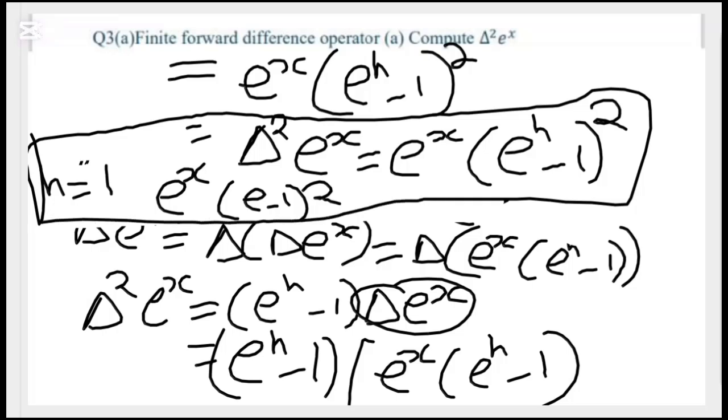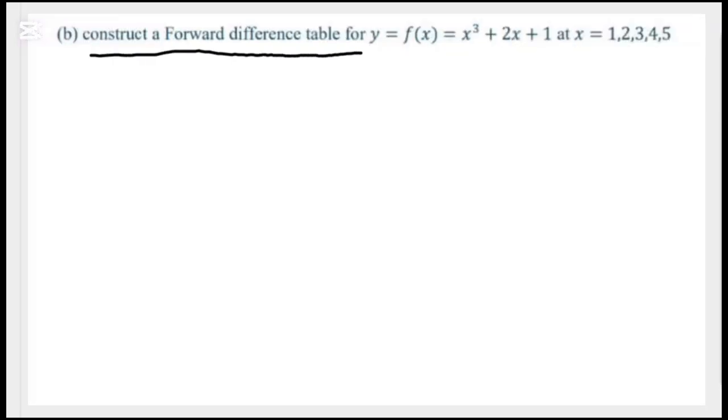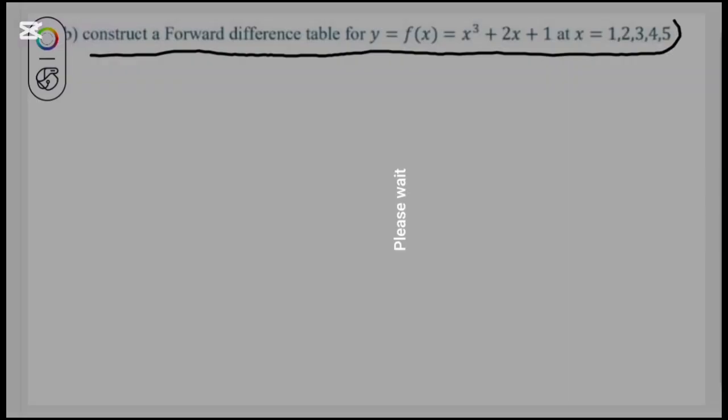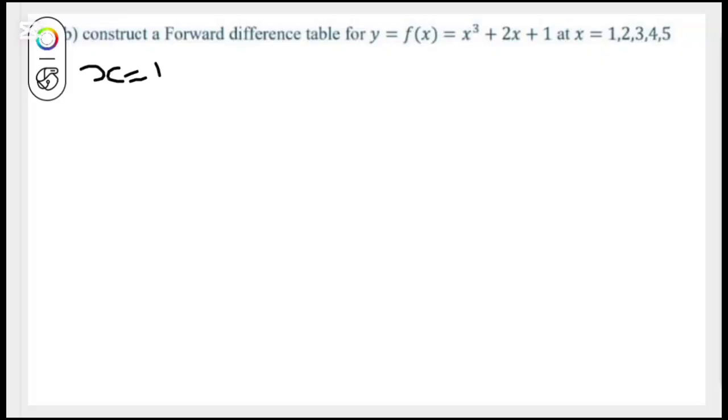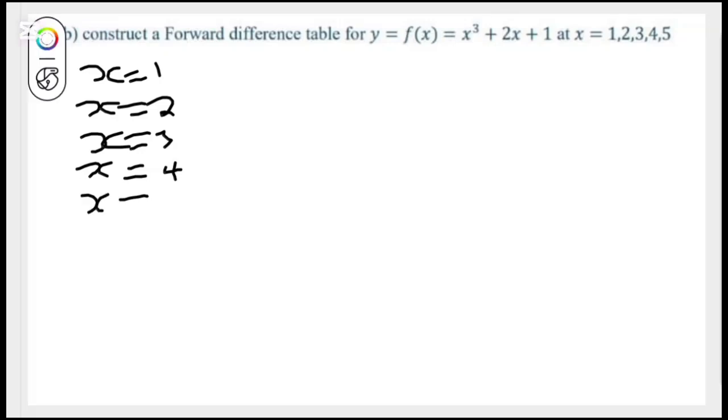So this is the end. Construct a forward difference table for y. It is equal to this function at x. It is equal to 1, 2, 3, and 4. So as you all know, I'm going to compute y for each x. You have to take note when x is equal to 1, and when x is equal to 2, when x is 3, when x is 4, and when x is what?